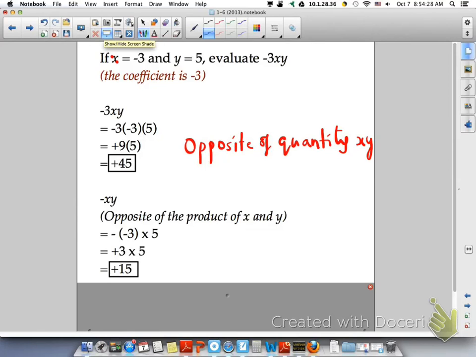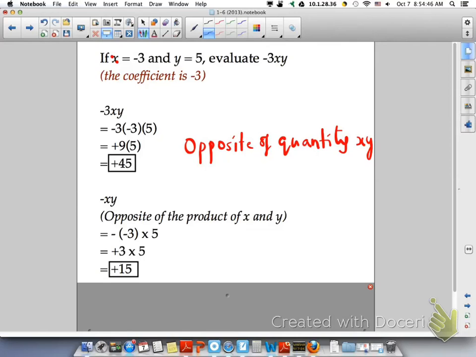Yeah, you get the same. Because negative 3 times 5 equals negative 15, and then you do the opposite, so it's positive 15. I actually made a correction here, and for some reason it doesn't show.